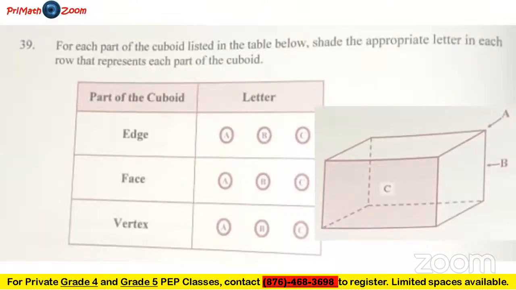All right. For each part of the cuboid listed in the table below, shade the appropriate letter in each row that represents each part of the cuboid. All right, so we have the edge represented by B. We have the face represented by C. And we have the vertex represented by A. So we have B, C, and A.